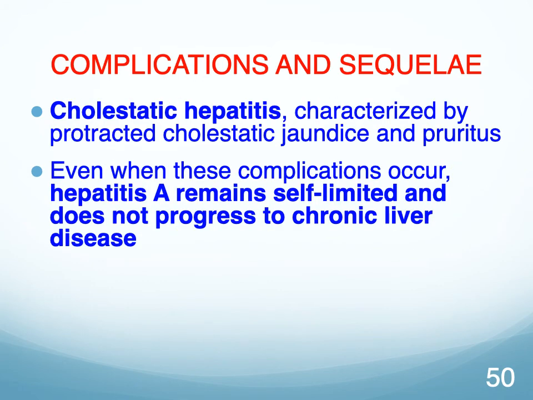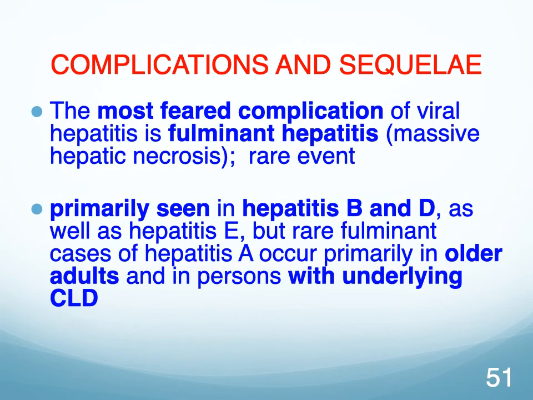There is also what we call cholestatic hepatitis, wherein you have protracted cholestatic jaundice and pruritus. Hepatitis A remains self-limited and doesn't progress to chronic liver disease. The most feared complication of hepatitis is the development of fulminant hepatitis, wherein you have a massive hepatic necrosis. But do not worry, this is a rare event.